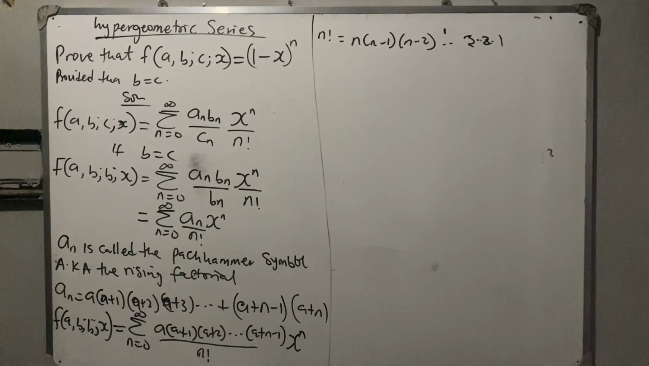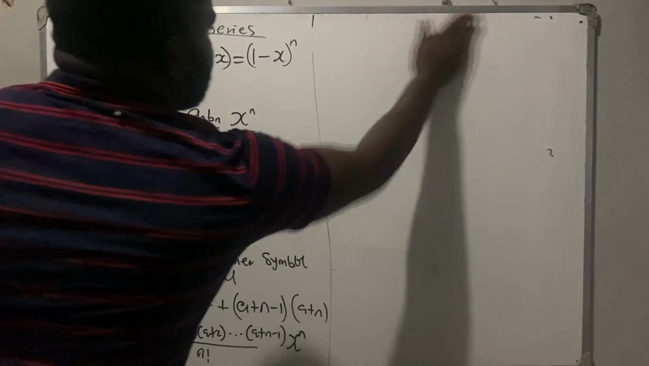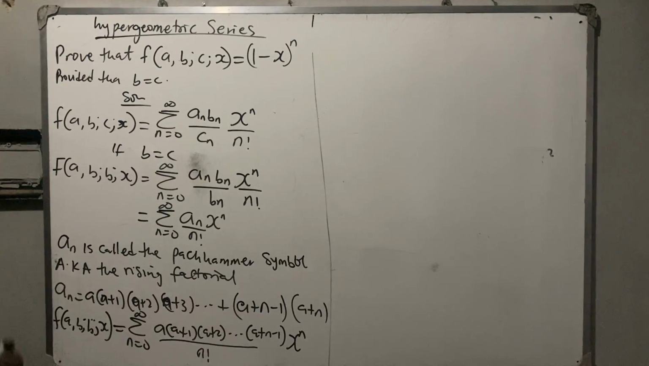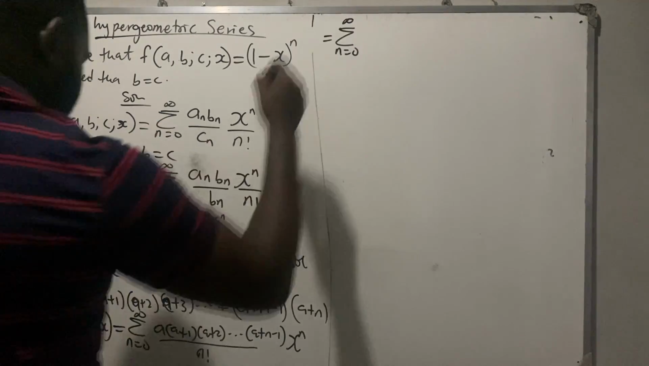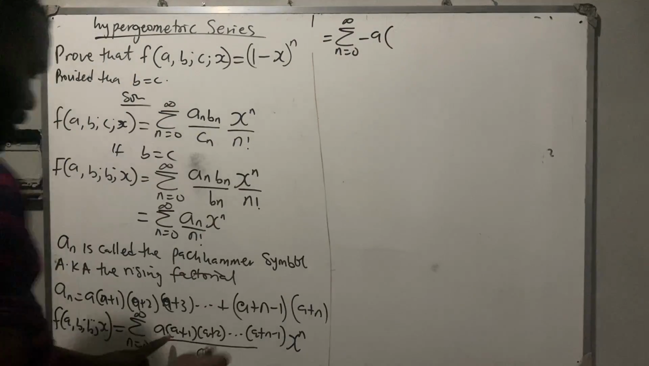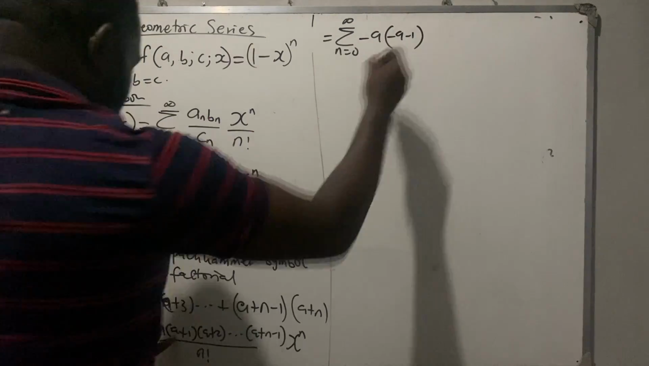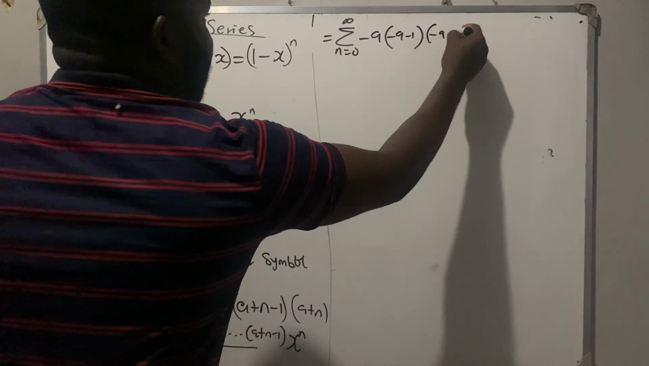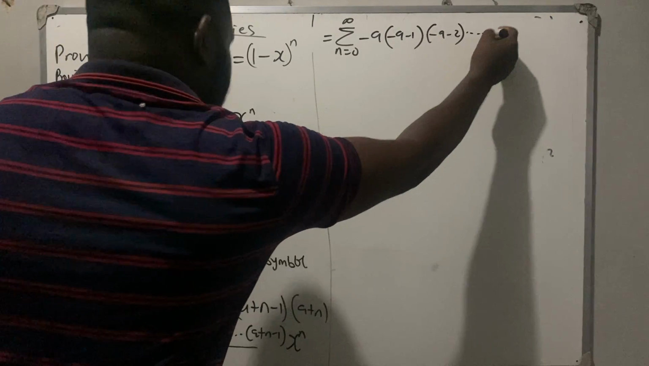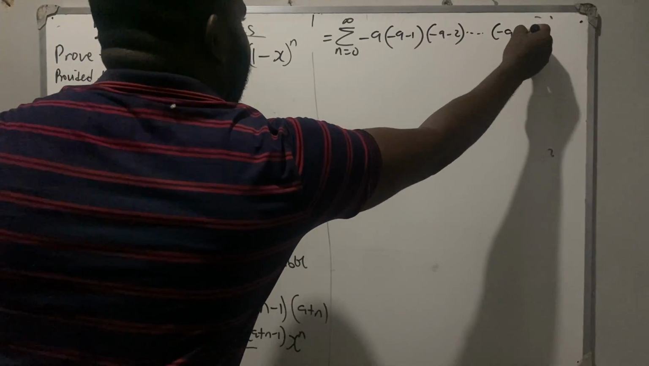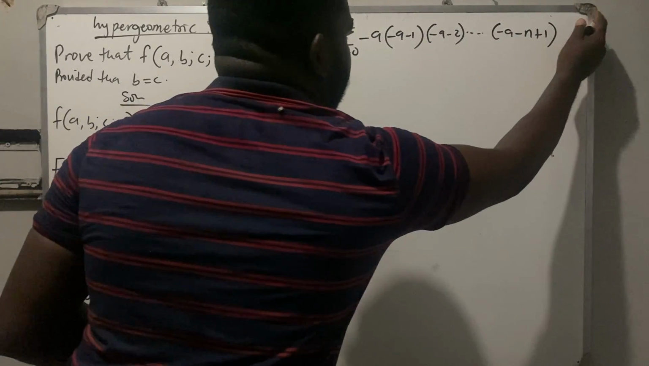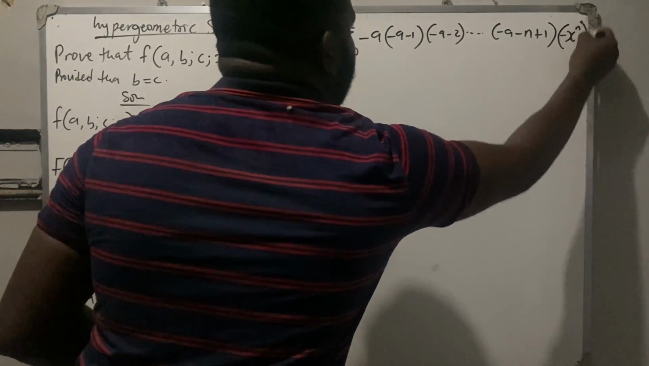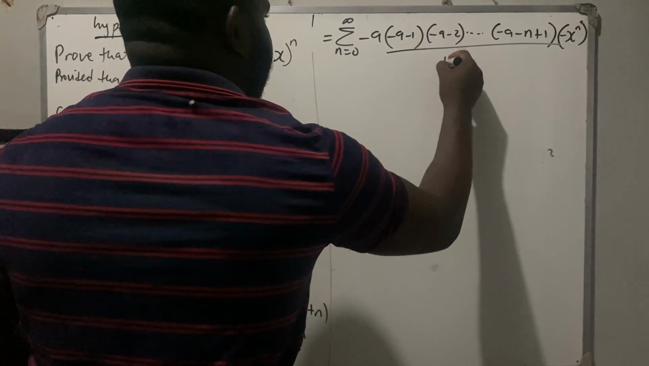Now, we want to change this from rising to falling. To change it from rising to falling, what we have to do is introduce a negative everywhere. So this is equal to the summation of n starting from 0 to infinity of minus a, then minus a minus 1, then minus a minus 2, then it continues that way up to minus a minus n plus 1. So we will now have a bracket of minus x raised to power n. We're introducing minus everywhere, all over n factorial.